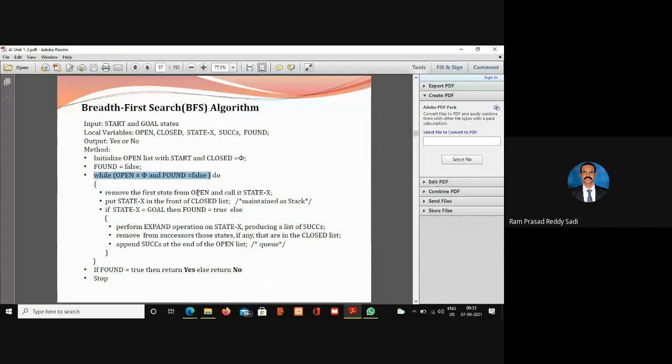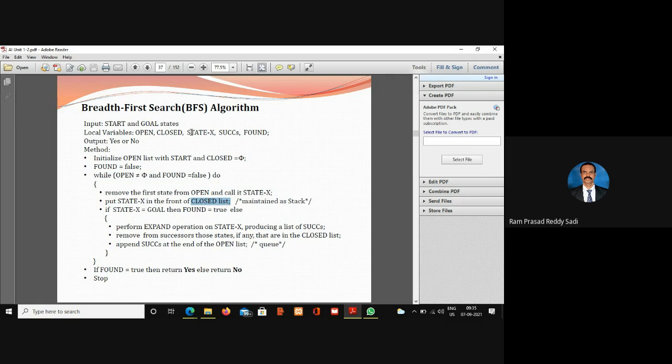Remove the first state from the open. What is the first state from the open? As of now, you have only the start state. And that will be your current state, and call it the state X. The state X is for the current state. Put state X in the front of the closed list. Once it is removed from the open list, which is being maintained as a queue, what does it imply? That node is visited, which is to be now expanded. So that state X is placed in the front of the closed list.